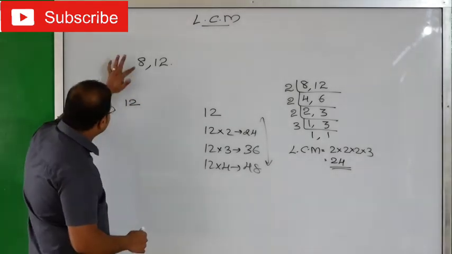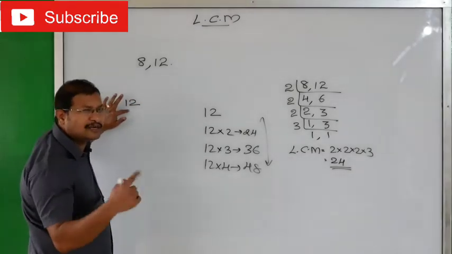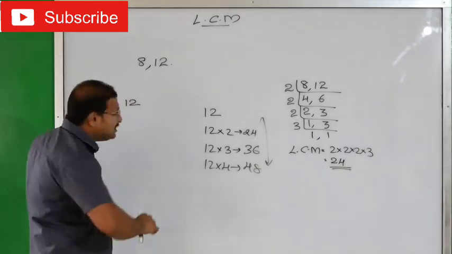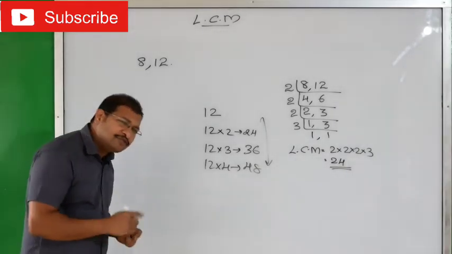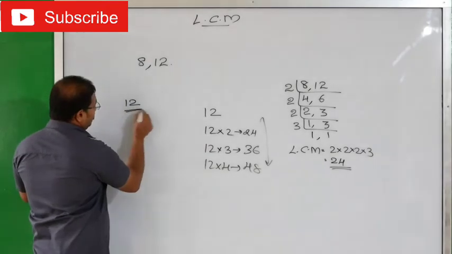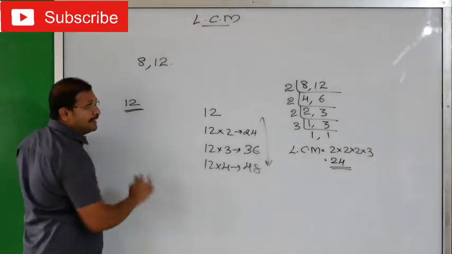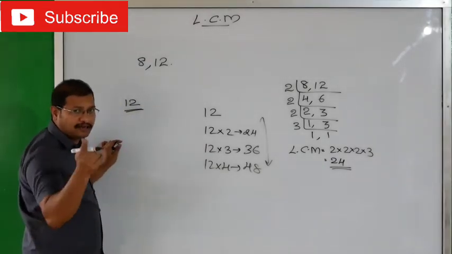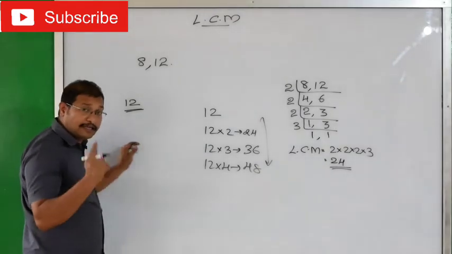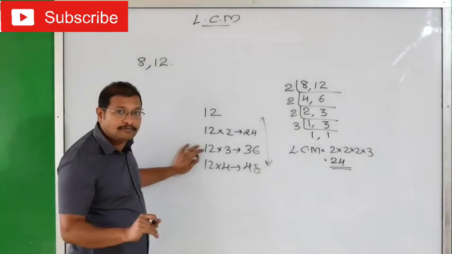Can you divide 12 by 8? Yes, but the remainder will be there. It means you can't divide it fully, isn't it? That means we won't take 12. Because if you take 12 and divide it by 8, a remainder is there. 4 will remain, isn't it? Because 8 ones are 8, 8 twos are 16. So we can't do it.